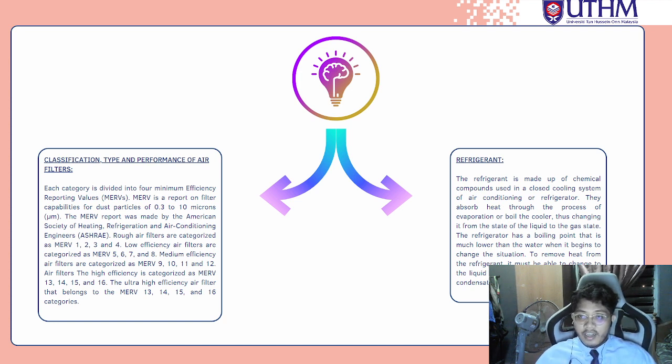Next, we go to the refrigerant. The refrigerant is made up of mechanical compounds used in a closed cooling system of air conditioning or refrigerator. They absorb heat through the process of evaporation or boiling of the coolant, thus changing it from the liquid state to the gas state. The refrigerant has a boiling point that is much lower than water when it begins to change state. To remove heat from the refrigerant, it must be able to change to the liquid state through a process known as condensation.